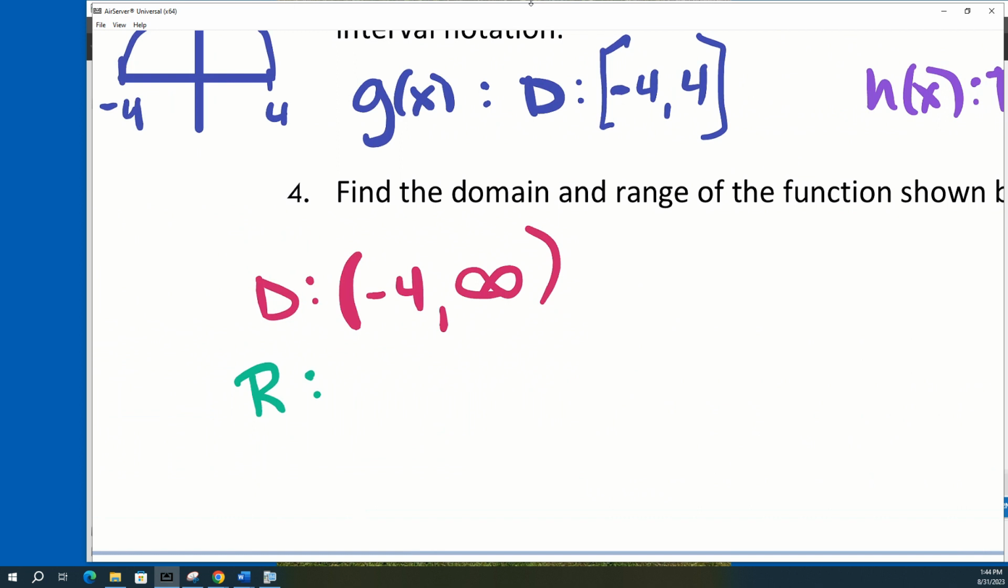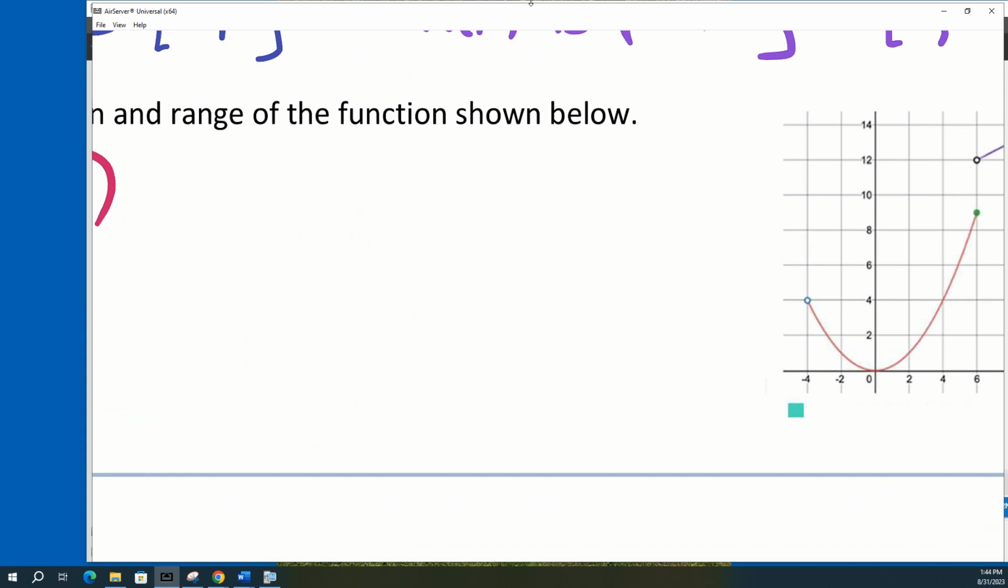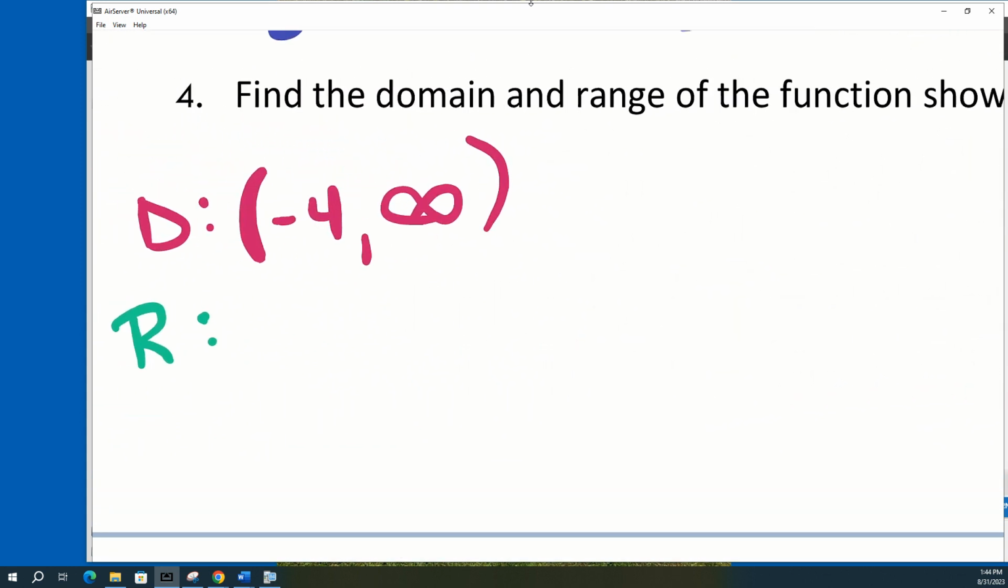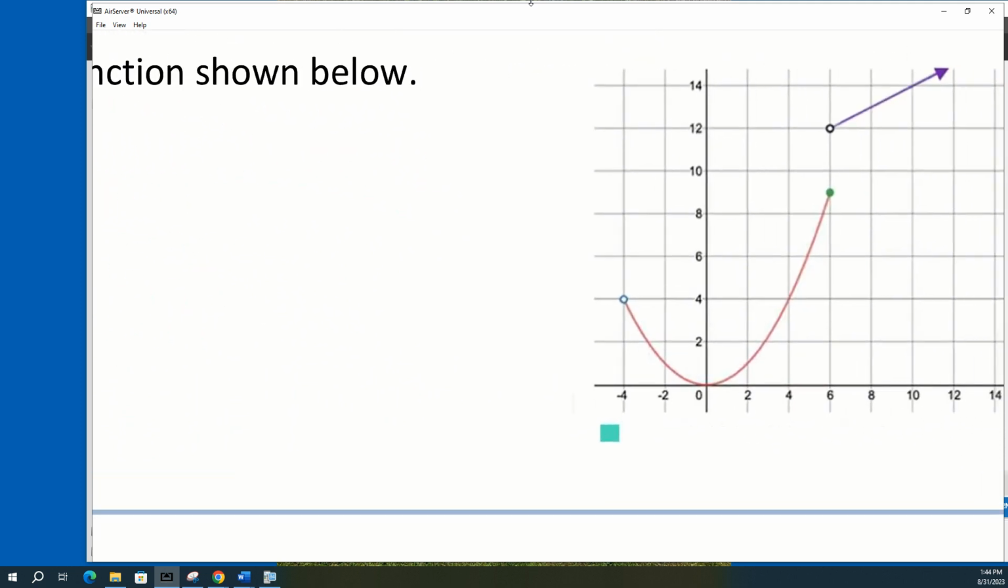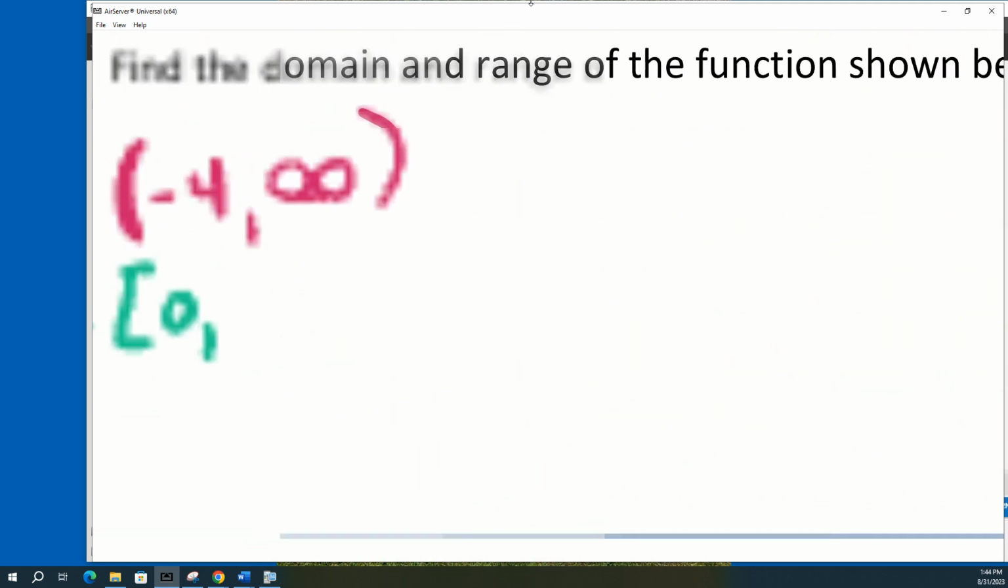All right, the range is a little trickier. So what's the smallest y value where you have something graphed? 0. And to me, it looks like it actually touches 0. So we're going to do a bracket on that. All right, so we have something at 0, and then we're going up. And then where does it stop existing? 9. At 9, yep. And that is a solid circle there at 9, so we're going to do a bracket.